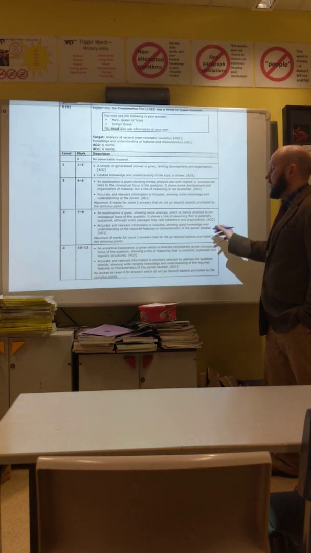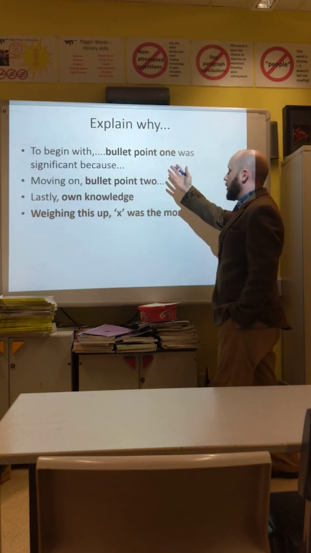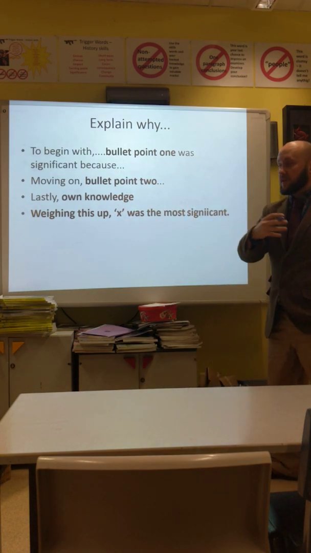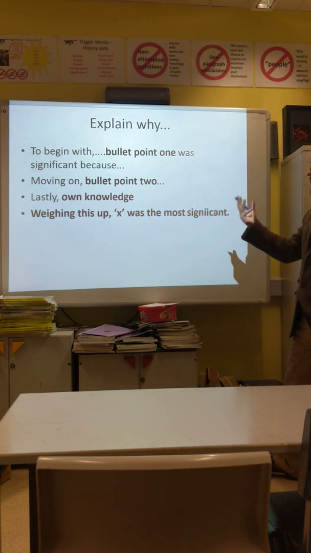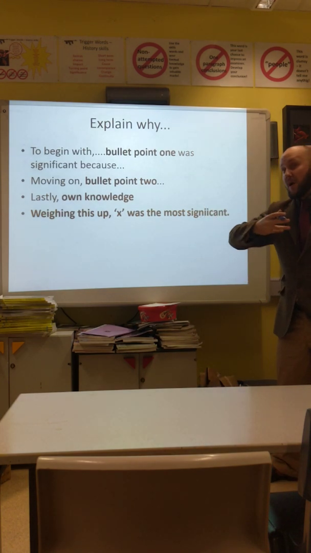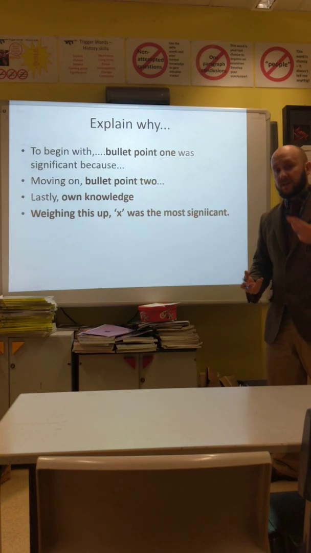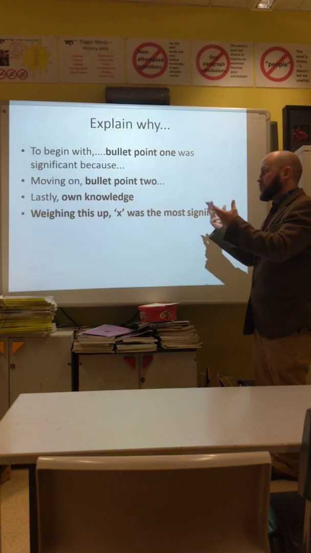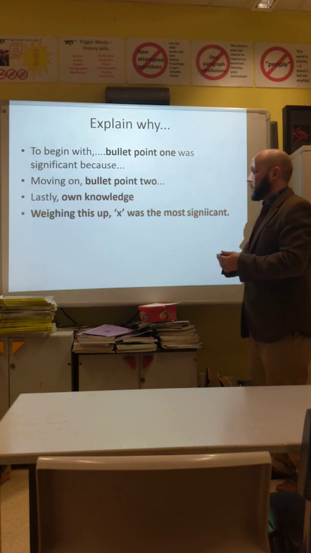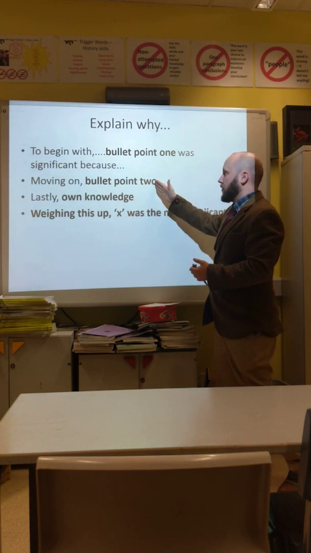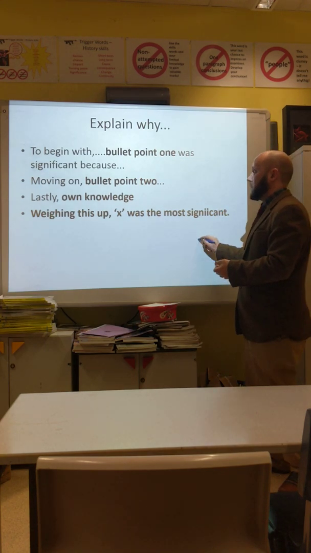So, organising this. Explain why. I always use, to begin with, bullet point 1 was significant because, think of a reason. Moving on, bullet point 2 is important or significant because... Lastly, my own knowledge, so you have to bring something from your own knowledge into this exam. You can't just expect the exam on the bullet points to do something for you. And then your final paragraph, weighing this up: X was the most significant, either your own knowledge point or one of the other 2 points which you're given in bullet points. That's how you answer that question.